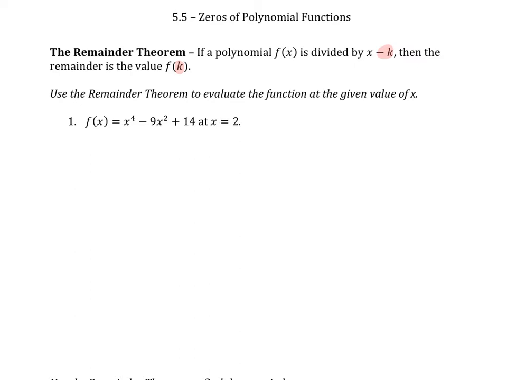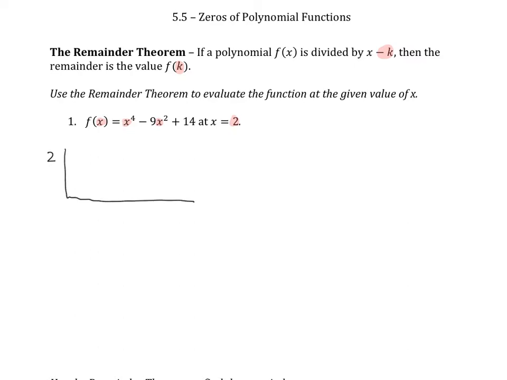So we have evaluated functions before, and when we evaluate functions, what we do is we plug in the value of x into all of the x's and then solve or simplify. Now what we're going to do instead is we're going to use the remainder theorem to evaluate, which means we're going to use synthetic division. So rather than plugging in the 2, you need to use synthetic division.